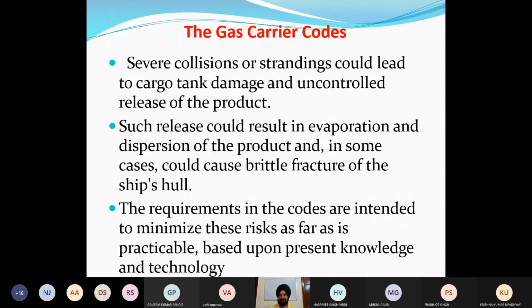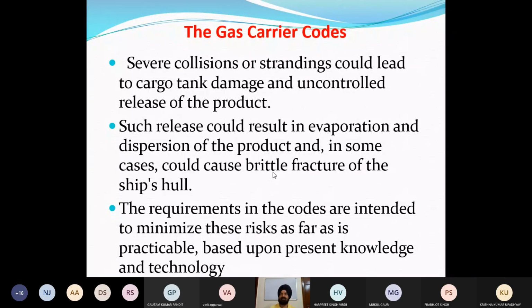So the construction is such that as far as possible they try to make sure that the cargo should not come out, whatever happens. So that's why these tanks are constructed in such a way away from the hull that if something happens, we try to be safe, but nobody does it intentionally. Anytime anything can take place due to bad weather or due to anything. So such release could result in evaporation, dispersion of the product, and in some cases could cause brittle fracture of the ship's hull. The cargo is gone out, finished. So therefore the requirements in these codes are intended to minimize these risks as far as is practicable based upon the present knowledge and technology.